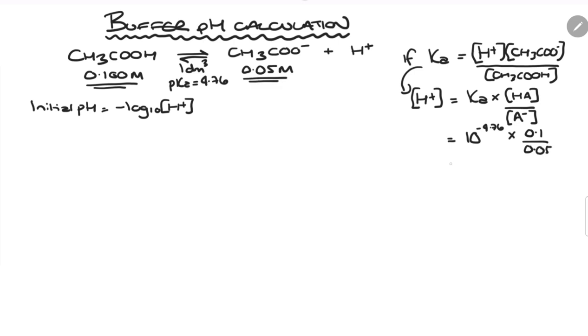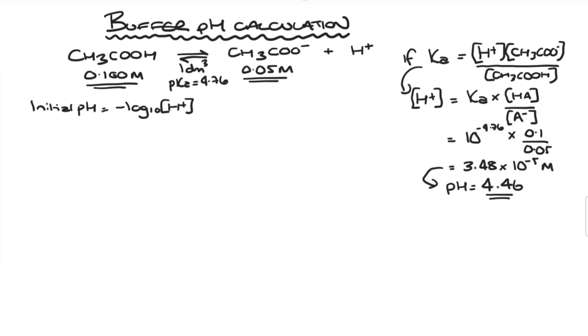That will allow us to calculate the H plus ion concentration, and when you plug the numbers into your calculator, it will give you a concentration of 3.48 times 10 to the minus 5, which, when we then calculate the subsequent pH, will give us a pH of 4.46 to 2 decimal places. Now, that is the initial pH of the buffer.